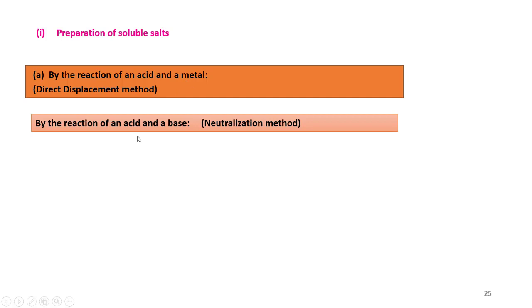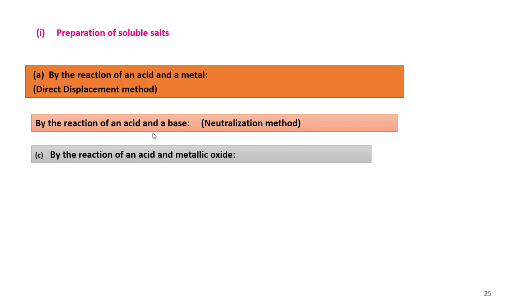Next, you learn by the reaction of an acid and a base. It is also called neutralization reaction, in which acid and base combine and they form salt and water, and the salt which was prepared was soluble salt. Next, you learn by the reaction of an acid and metallic oxide. Metallic oxide reacts with acid to form salt. Next, you learn by the reaction of an acid and carbonate. Acid reacts with carbonate to form salt with the evolution of a gas, and the salt which is produced is soluble salt.